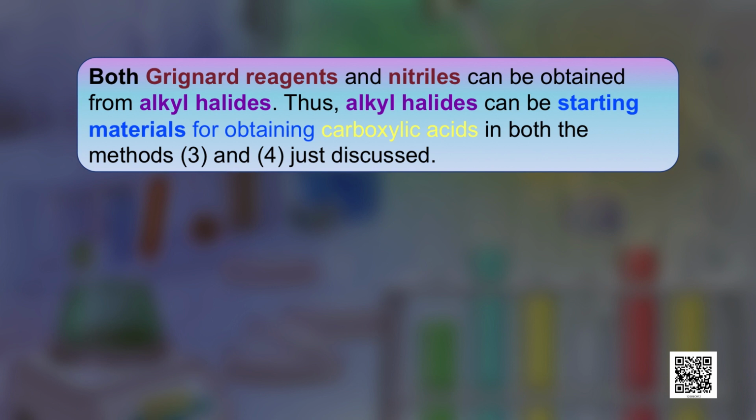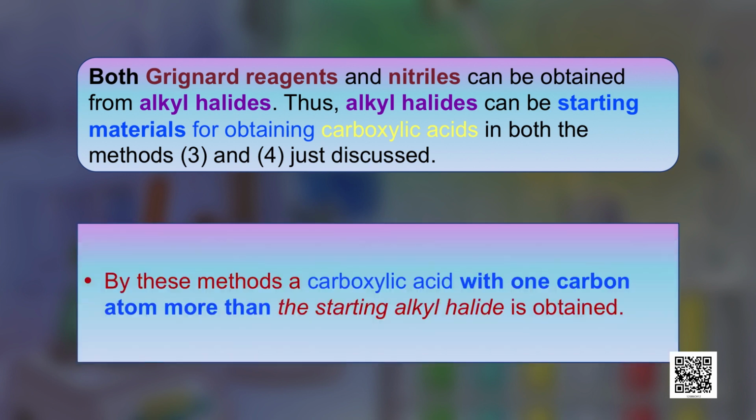In both the methods we have just discussed, method 3 and method 4, that is either starting from cyanides or from Grignard reagents, alkyl halides can be a very good starting material. There is also one more thing common in these two methods: we get the carboxylic acid containing one more carbon atom in the product than the starting alkyl halide. So, a synthesis can be planned. If you want to add a carbon atom to the carboxylic acid as a product, we have to start with the alkyl halide having one less carbon atom in the starting material.